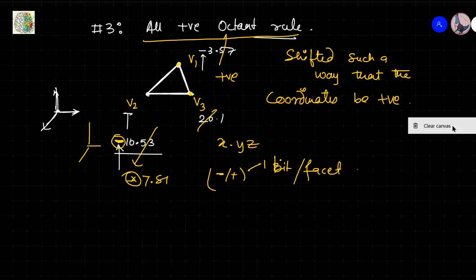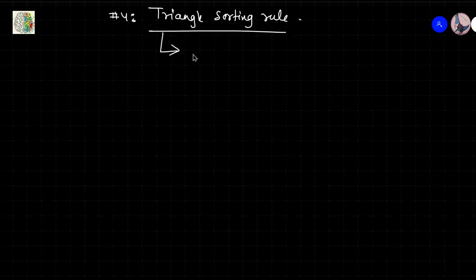Then the fourth and final rule was your triangle sorting rule. Now I must say, it is not a compulsory rule. It means all other three were very important, you cannot skip those, whereas this is optional.